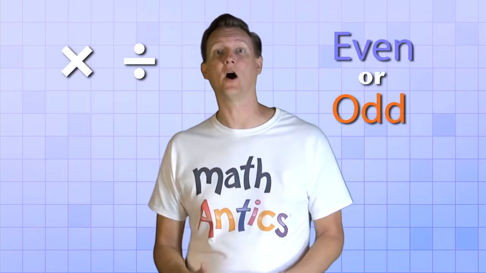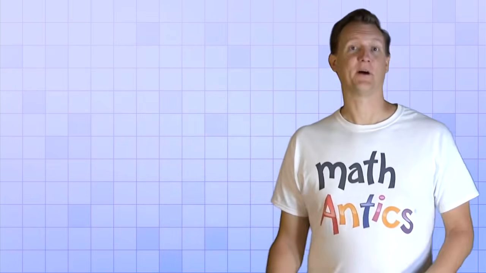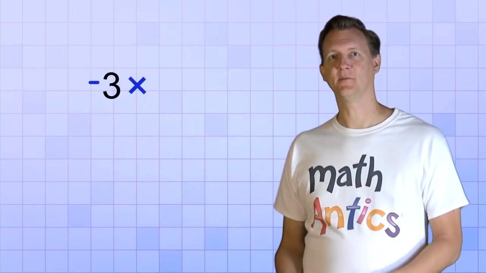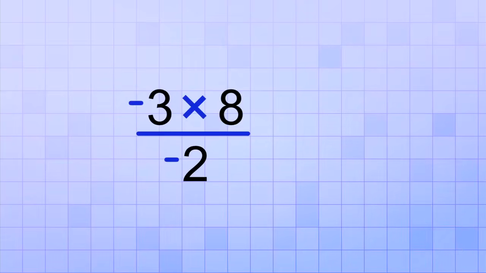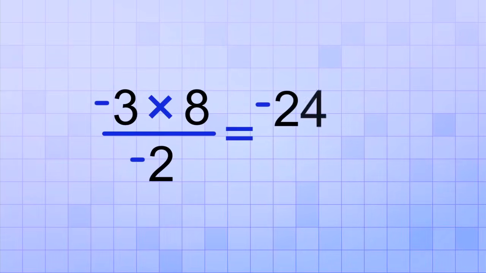In these problems, we're going to be combining both multiplication and division. And the good news is that it doesn't matter whether a negative factor is being multiplied or divided. You still get to count it when figuring out if you have an even or an odd number of factors. How about this one? Negative 3 times 8 over negative 2. Well, on the top, negative 3 times 8 is going to give us negative 24.